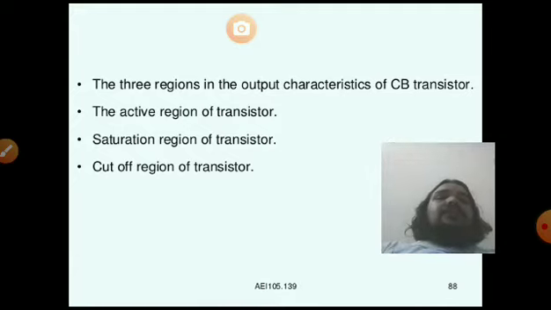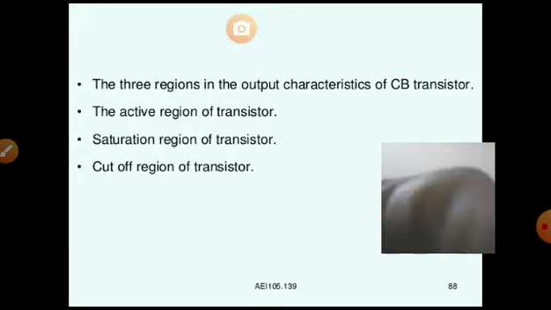The three regions in the output characteristics of the common base transistor are: first, the active region; second, the saturation region; and third, the cutoff region.